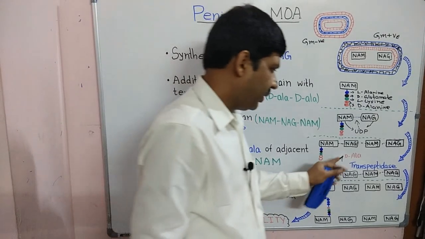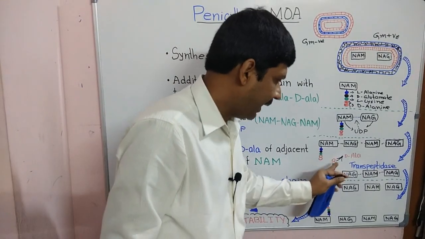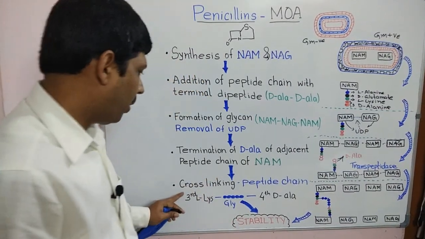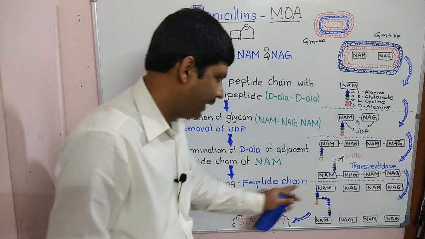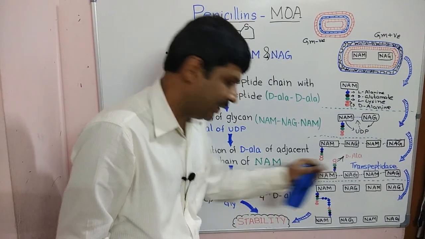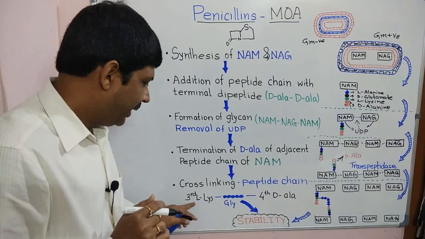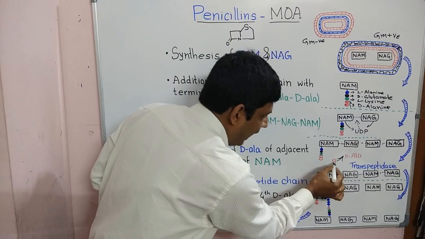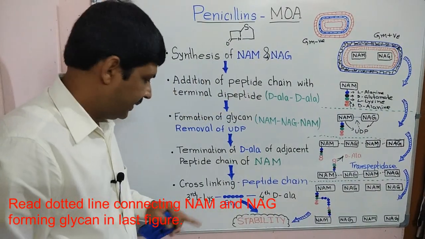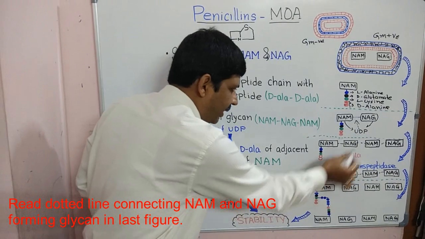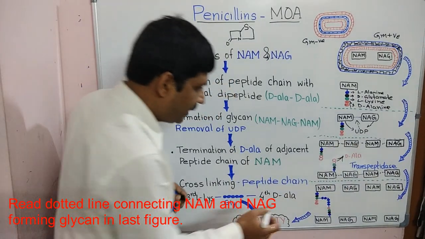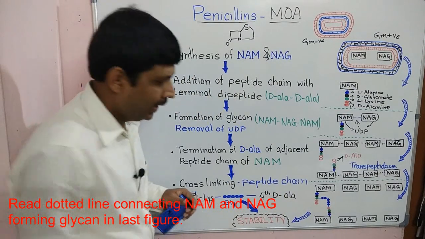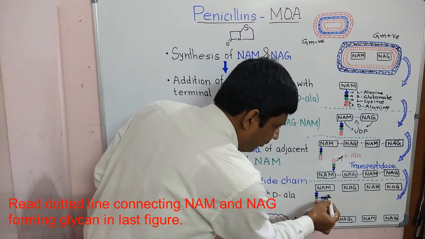So there is a termination or dissociation of D-alanine of the adjacent chain, and then there is a cross linking of peptide chain. There is a cross linking of this chain and this chain via what? Via the third lysine. So third is what? Here, lysine. With the third lysine and the terminal alanine, which is remaining after removal of this. So there is cross linking of lysine along with the adjacent D-alanine by the help of the 5 glycine.